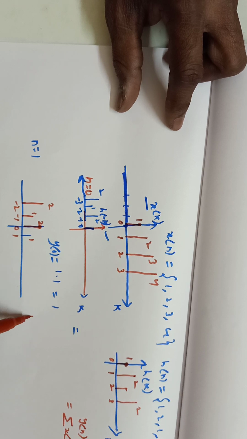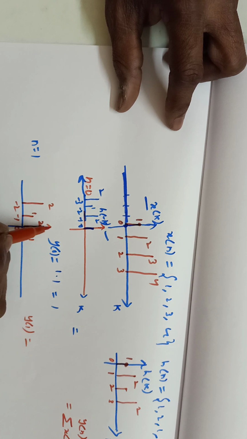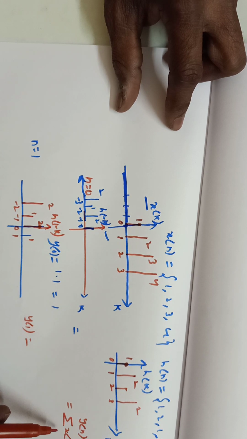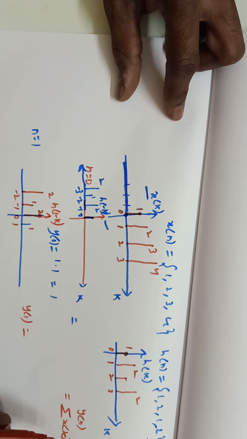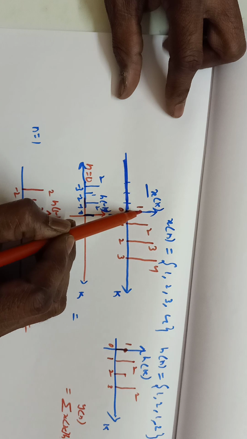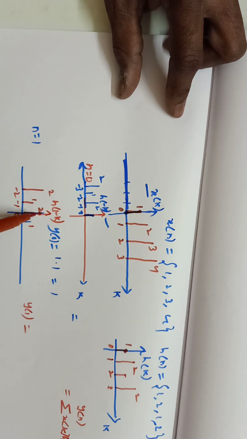So y of 1 is equal to, when n is equal to 1, right? So this is h of 1 minus k, h of 1 minus k. So you will multiply this with x of k. In x of k, at 0 it will start. So at 0 the value is 1 in x of k. In h of 1 minus k, the value is 2.